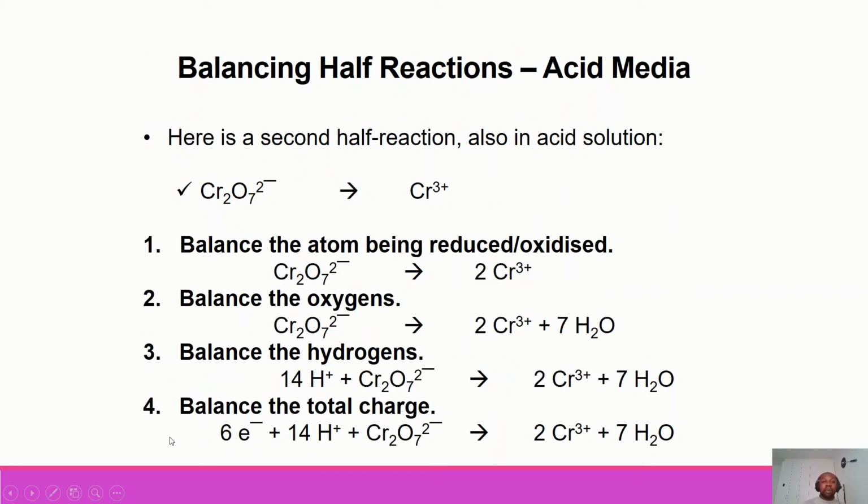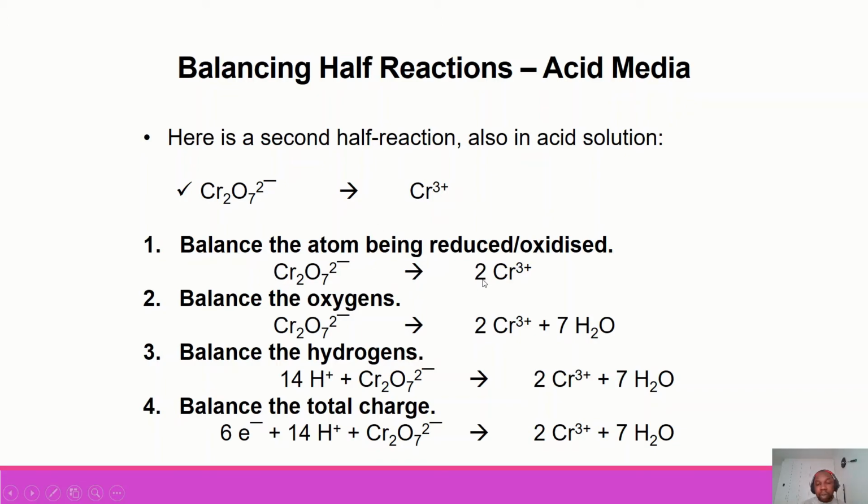So here is a second example that you can also look at. We can quickly look at this. So we can see that the first thing is, let's check if chromium is balanced. So chromium is not balanced because we're having 2 chromium in and we are having 1 here.